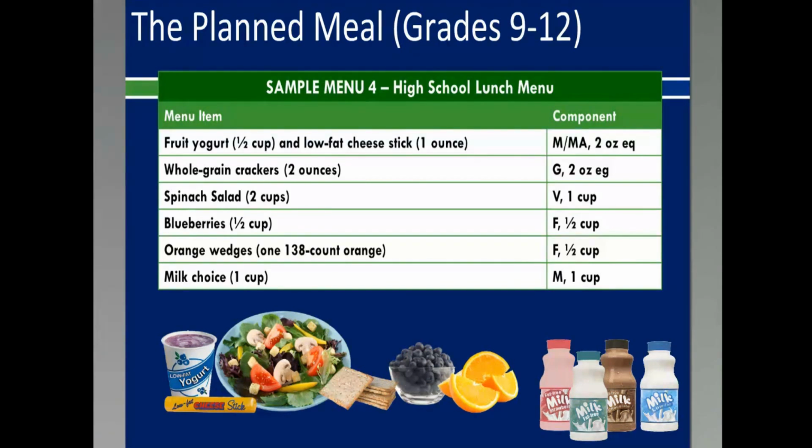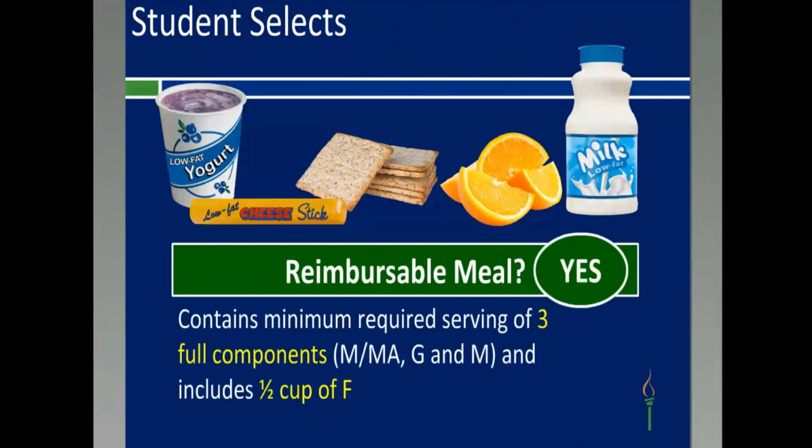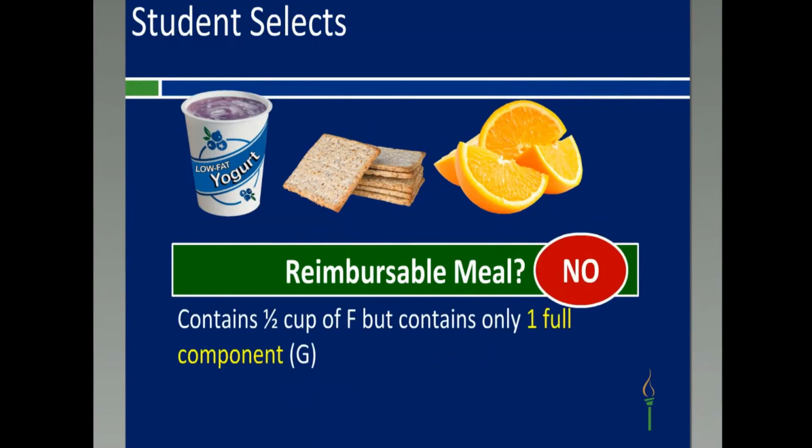Another example at the high school level, we have fruit yogurt and the cheese stick equaling 2 ounces together of the meat alternate. The whole grain crackers are a 2-ounce equivalent grain. The spinach salad is served as 2 cups, which equals a 1 cup serving of vegetable. The blueberries are half a cup, the orange wedges are half a cup, and they have their milk variety. This particular example is reimbursable because they have 3 full components, the meat alternate, grains, and milk, with that half cup serving of fruit.